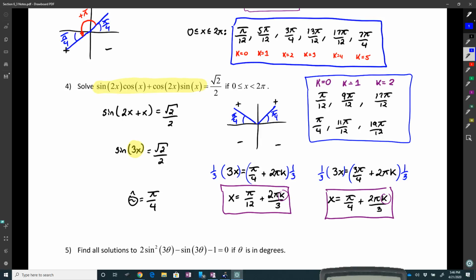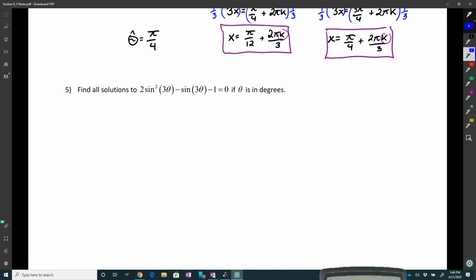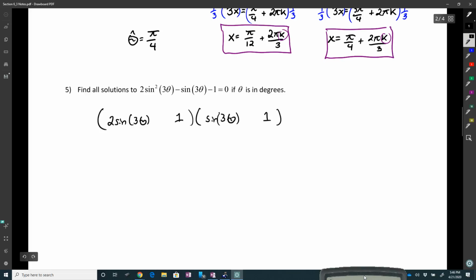Two more. Pretty short section. This next one, notice that it's a quadratic, and being really happy with this one, it's actually factorable. So here this is 2 sine of 3 theta, sine of 3 theta. I have a 1 and a 1. And so 2 sine 3 theta times sine 3 theta, that's the first one. I need to do minus 2 plus 1 in order to get the minus sign. So this needs to be minus, this needs to be plus.